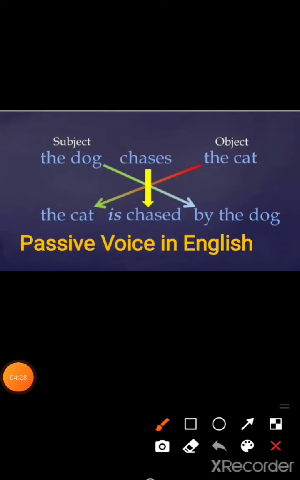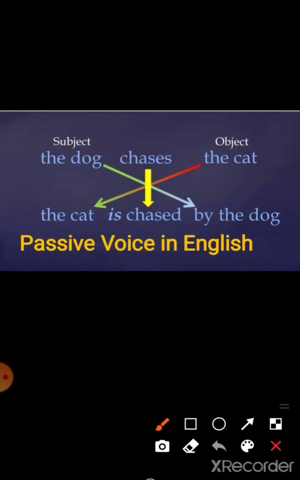Now let me tell you one thing which is very important, that here you cannot change the tense of the verb. Means if it is written in present tense, then you have to change it into present tense only. If it is written in past tense, then past tense you have to make it. If it is written in future tense, then you have to change it to the future tense only. Okay, you cannot change the tense of the verb.